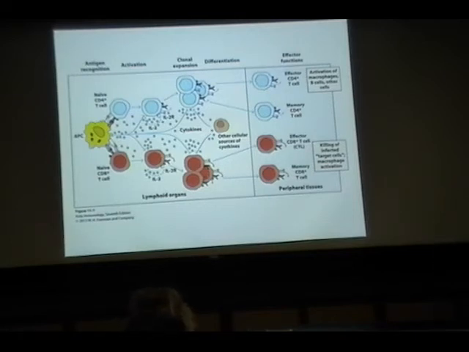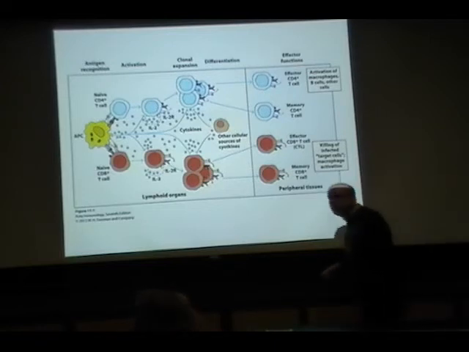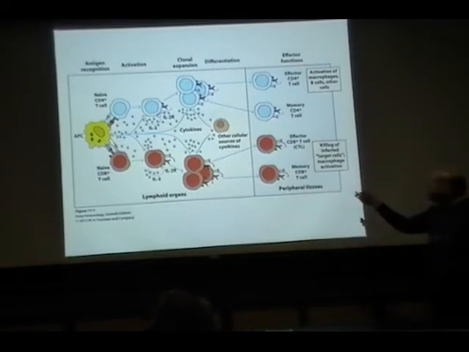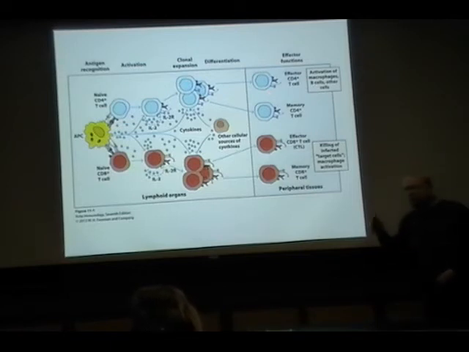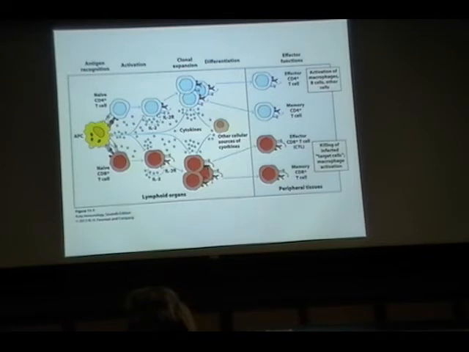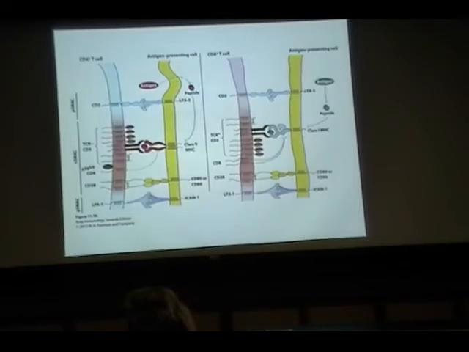By the way, just so you know, there's confusion in the literature. This arrow comes from here. Some people think it comes from there. We do not know if the memory cells are a unique path during this clonal expansion, or if the memory cells are leftover effector cells. We still don't have that information solid. And this is 40 years later. Which is very unfortunate.